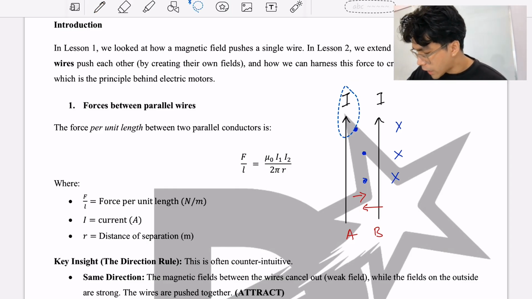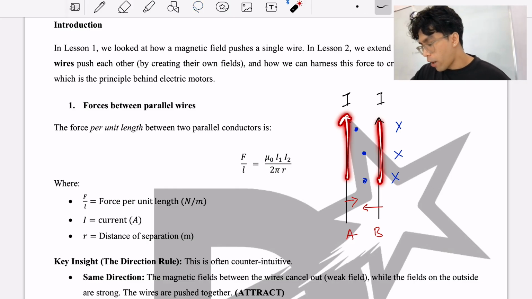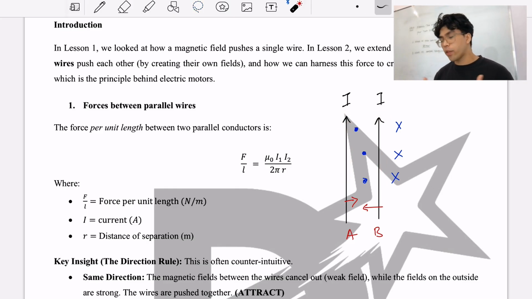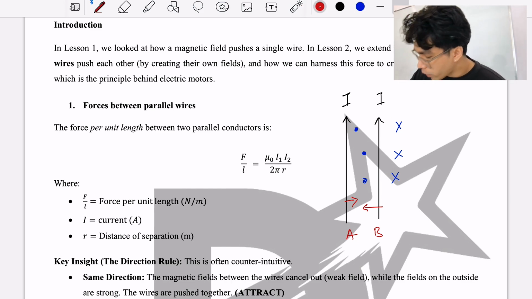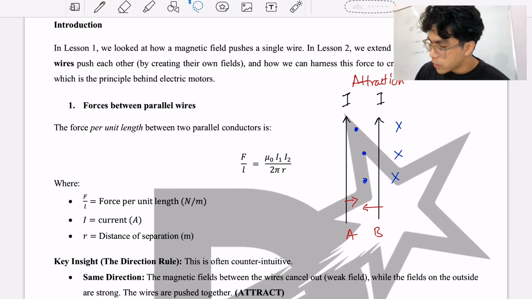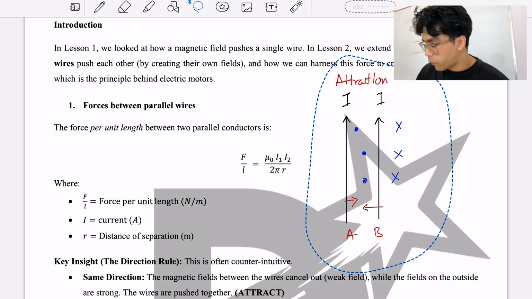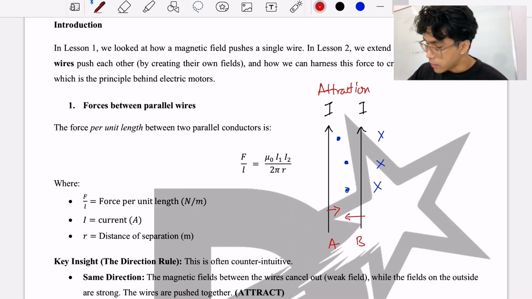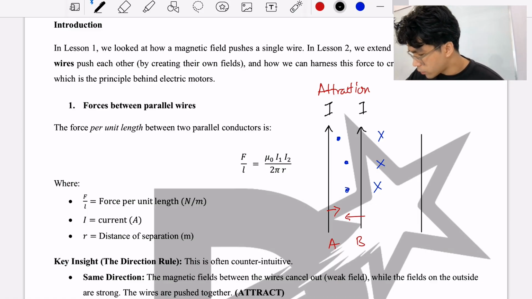And as you can see, as a result, when we have two parallel conductors, both in the same direction, it is going to experience a force of attraction. Attraction, okay? And you can also do this for opposite direction conductors as well.